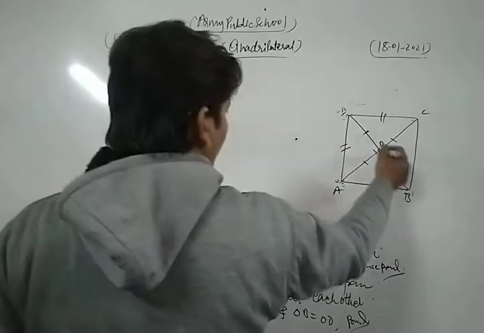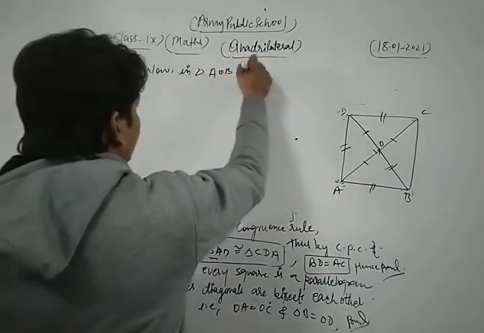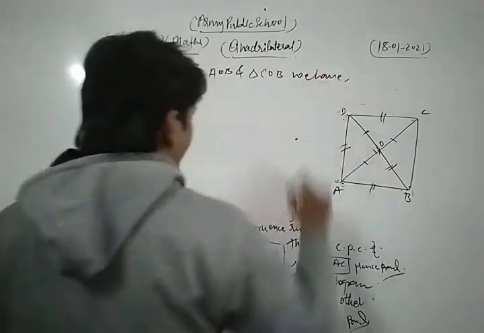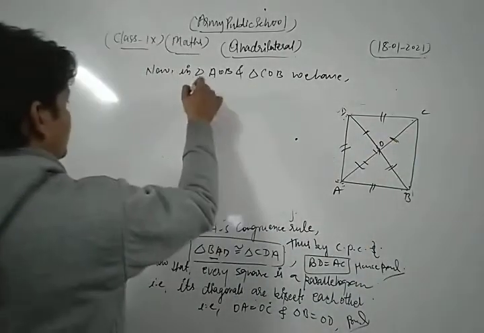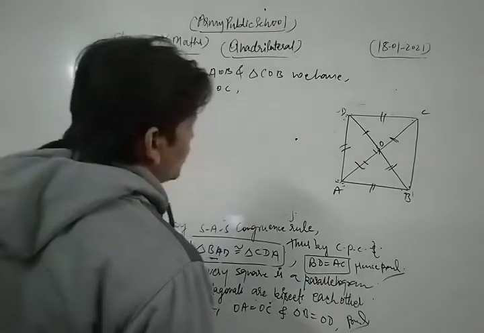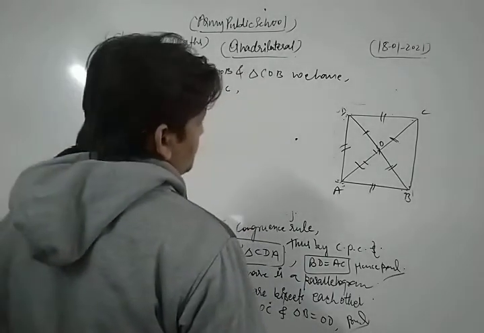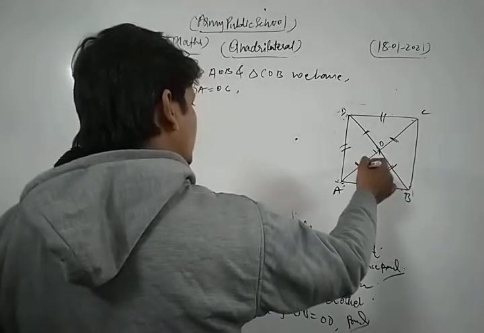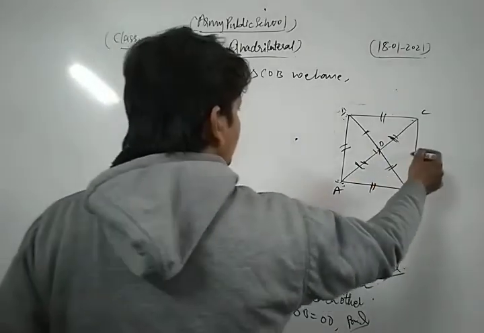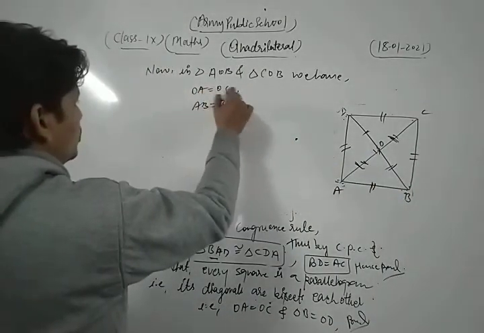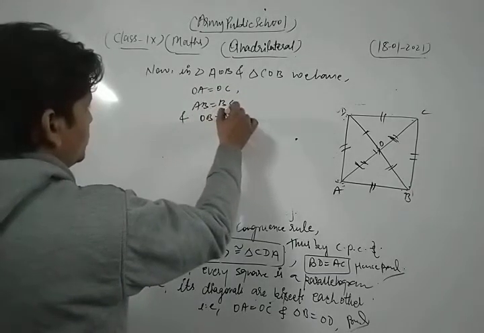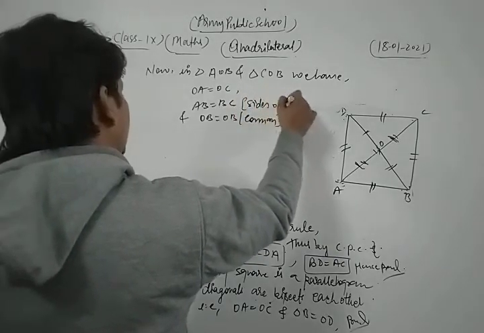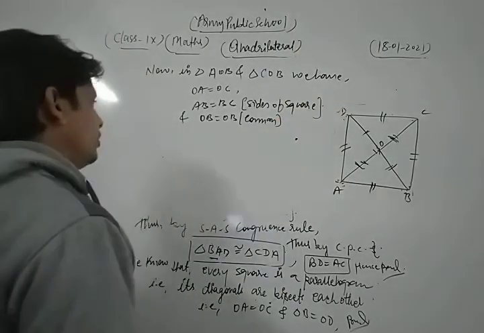Now in triangle AOB and triangle COB, we have OA is equal to OC, and AB is equal to BC, and OB is equal to OB, this is common. AB and BC are sides of a square.